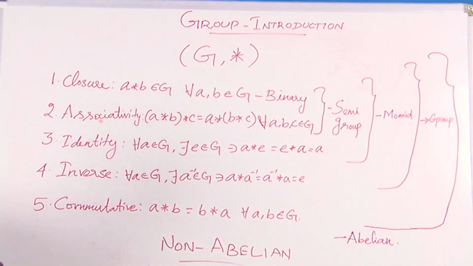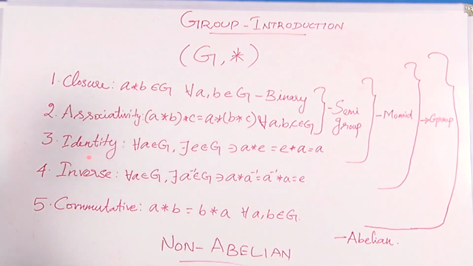The second property, associative, which is nothing but we can operate the first two elements with the third, which is always the same as operating the last two elements with the first one, which means A star B star C equals A star B star C for all A, B, C in G. If a set together with this operation satisfies both the properties closure and associative, then the set with the operation is called a semigroup.